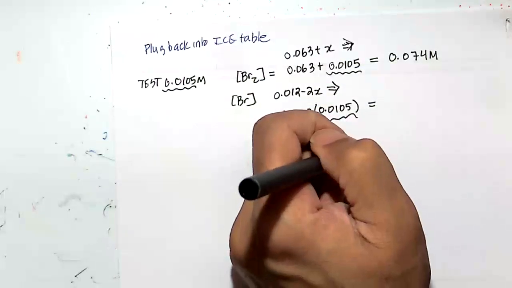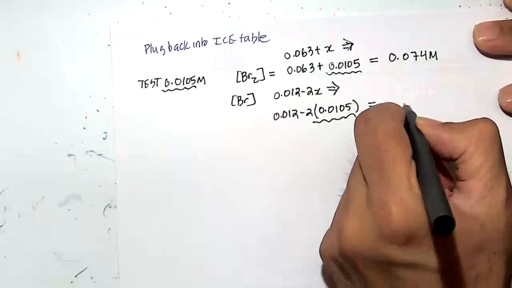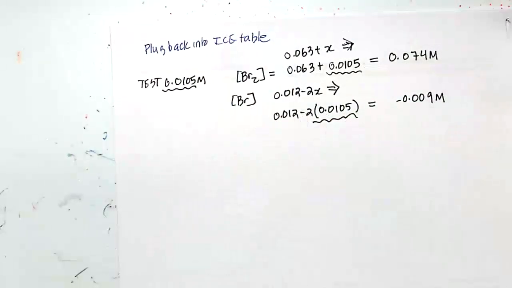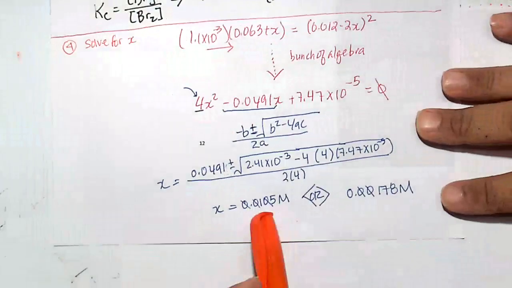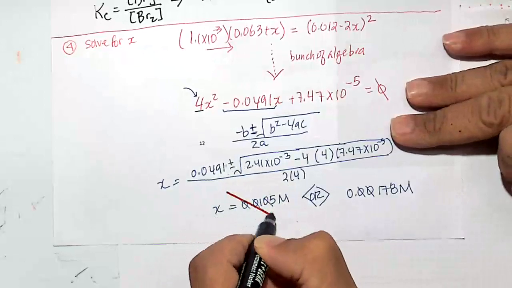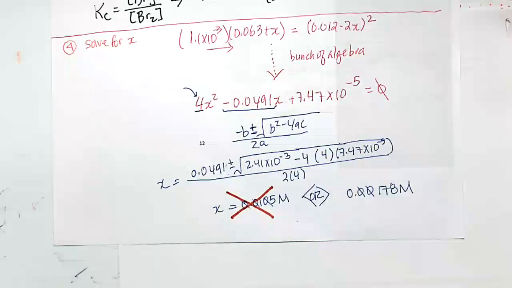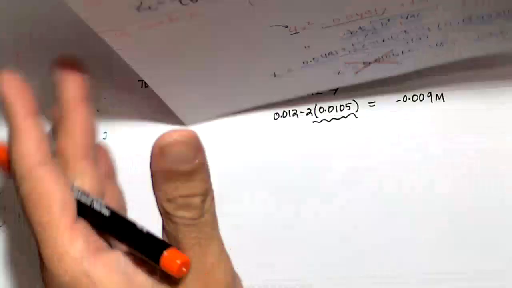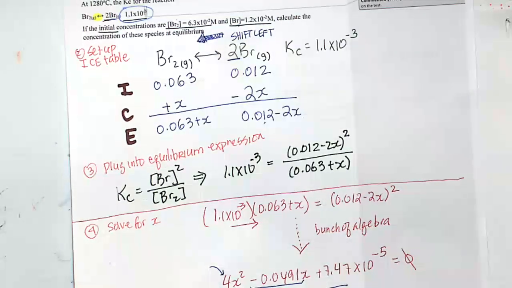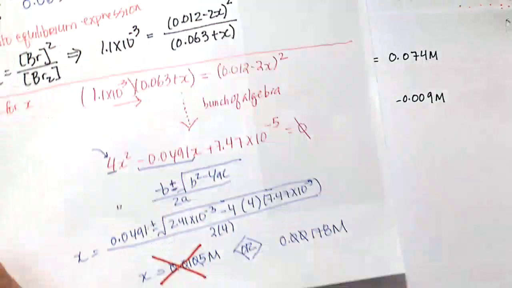And when I do this on my calculator, do you know what happens? I get a negative number. What does that mean? That is not our right answer. Can we have a negative concentration? This is not our answer, because when you plug it back into the final equilibrium concentrations, you get a negative, and there's no such thing as a negative concentration.